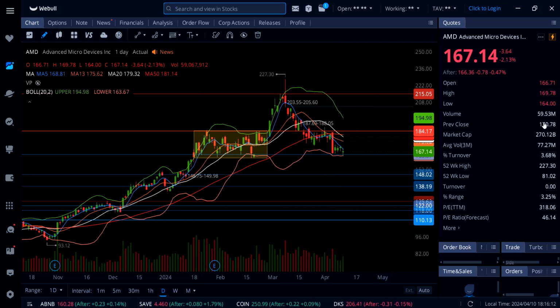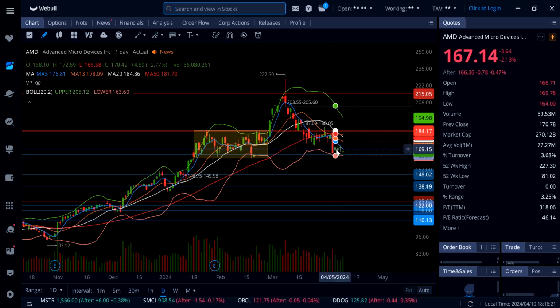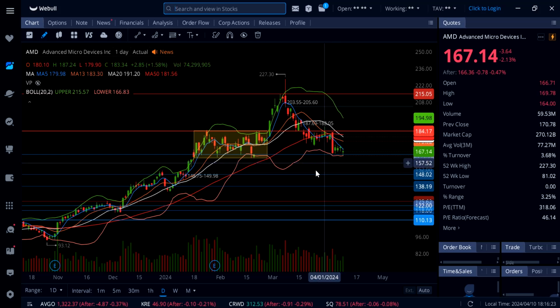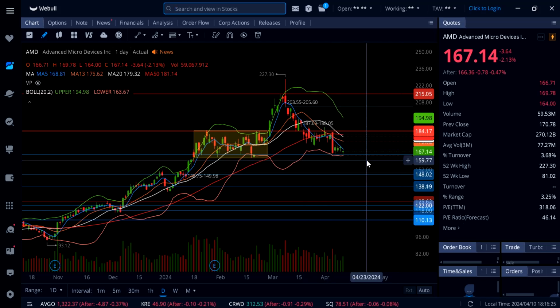Look at this drop down to exactly 164 and then going back up to, look at this pop right here, almost 169, and then coming back and trading. I mean, if you got in at 164, you're still green right here, trading at 167 at the close.